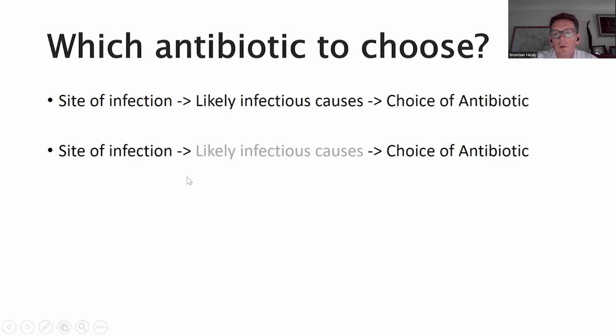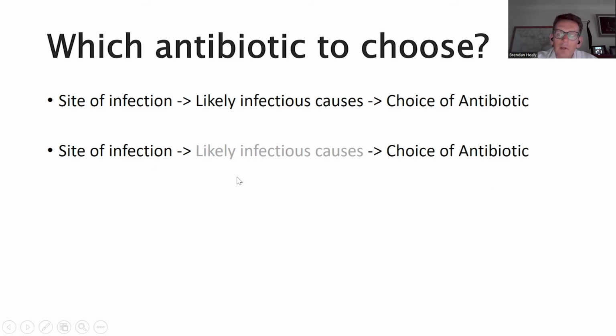Often on the clinical side, the middle section, the likely infectious cause, is missing in the clinician's armamentarium. The way we often think on the wards is, right, where's the site of infection? And then we go to our antibiotic guide, if you like, and say, right, that's the choice of antibiotic. And it's important to understand that it's a three-step process, because sometimes when things are not going well, you know the site of infection, you go for the choice of antibiotic, but the patient's not getting better.